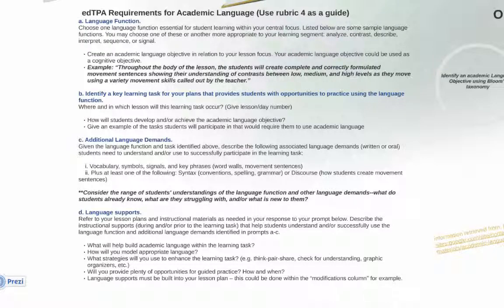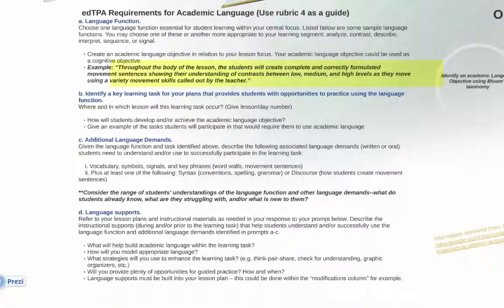It's key. Make sure you link the language function to your central focus. And those language functions you see here are analyze, contrast, describe, interpret, sequence, or signal. So what are the students going to be doing linked to the central focus utilizing those language functions? You see the first bullet point, create an academic language objective in relation to your lesson focus. Make sure they link up, the language objectives and your lesson focus.